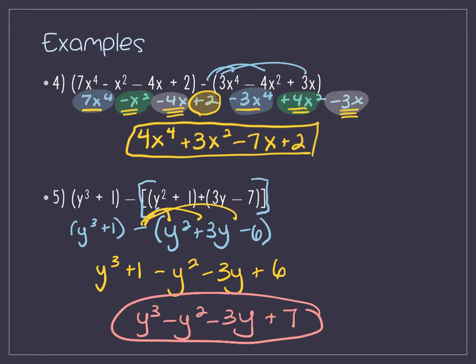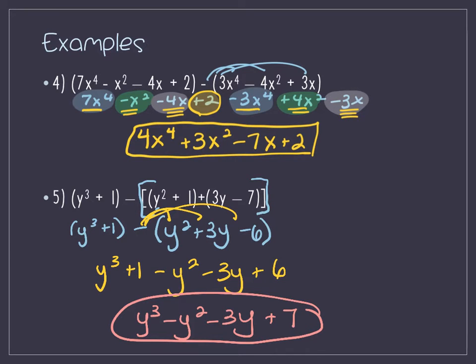All right, so you should have, for number 4, distributed the negative to everything in the second set of parentheses, making it 7x to the 4th minus x to the 2nd minus 4x plus 2, then minus 3x to the 4th plus 4x squared and minus 3x. Combine your like terms. I should have gotten 7x to the 4th minus 3x to the 4th, which is 4x to the 4th. Negative x squared and positive 4x squared, which is a positive 3x squared, negative 4x and negative 3x, which is a negative 7x, and just the 2 was the only one that was by itself, so that's positive 2.